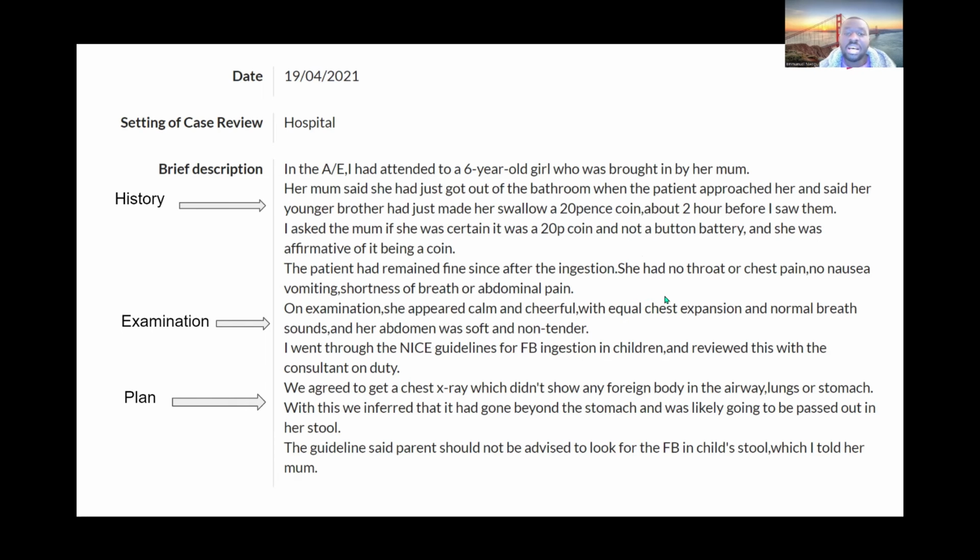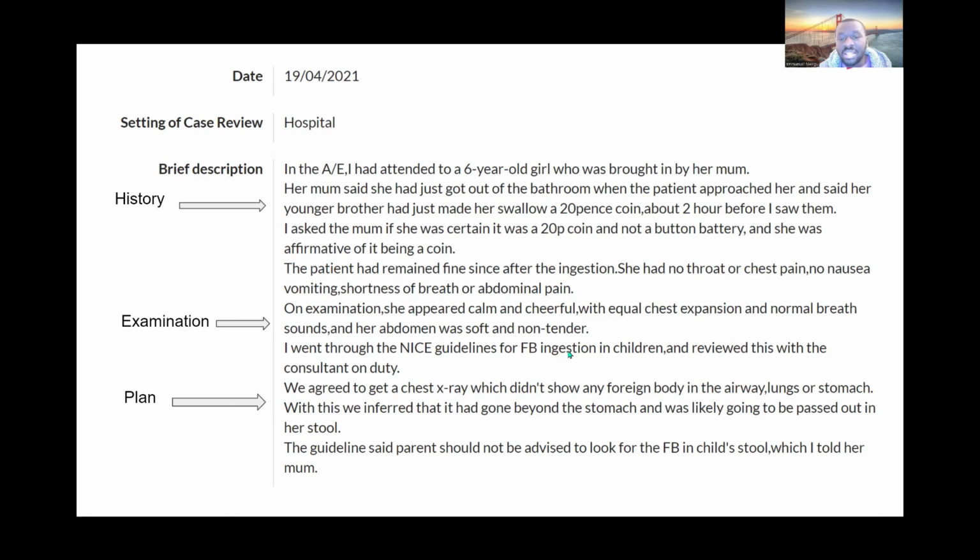The patient had remained fine since after the ingestion. She had no throat or chest pain. So I tried to rule out some red flags. She had no nausea or vomiting, no shortness of breath, no abdominal pain. Then I wrote the brief examination. Examination: she appeared calm and cheerful. She had equal chest expansion, normal breath sounds, abdomen was soft and all that. I just tried to make sure the child had not aspirated whatever she swallowed, in quotes. It hadn't got into her airway, which obviously I wasn't suspecting.